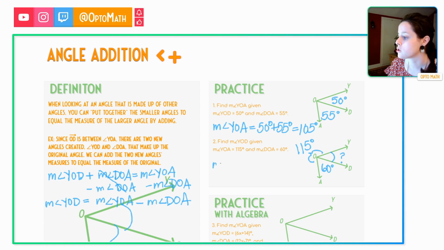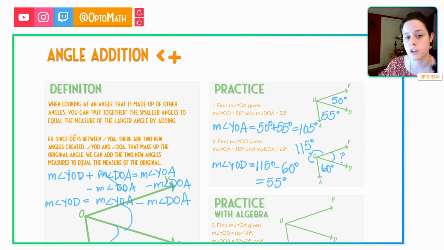So the measure of angle YOD is 115 degrees minus 60 degrees, and that is 55 degrees. So we're done on that one.